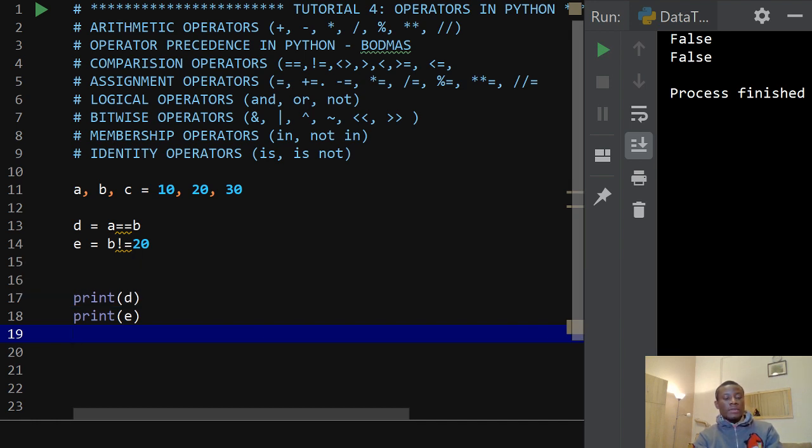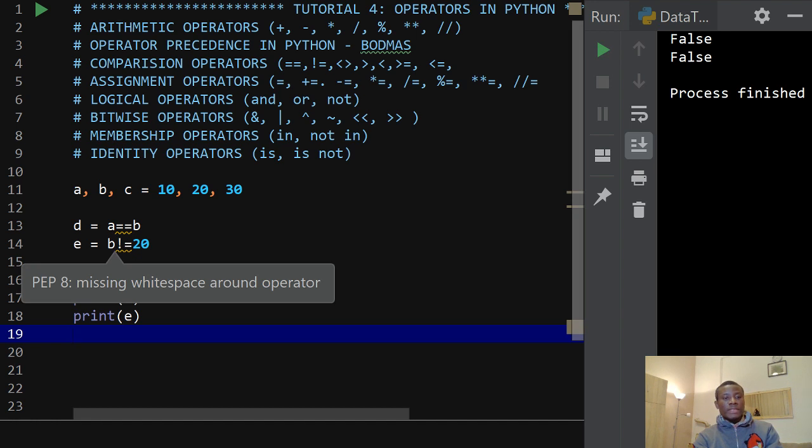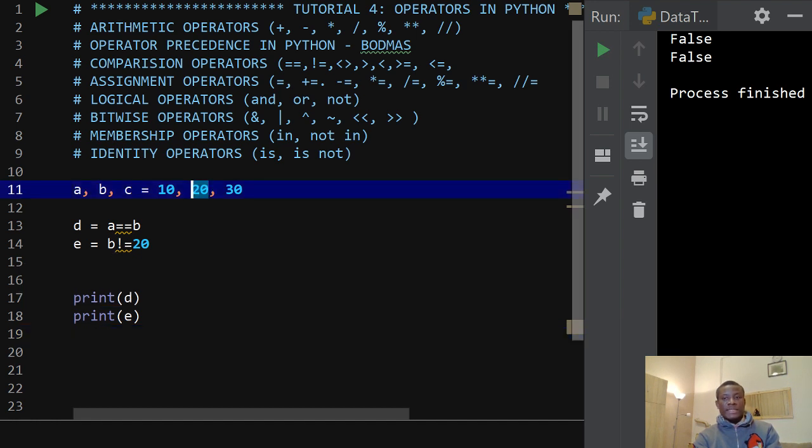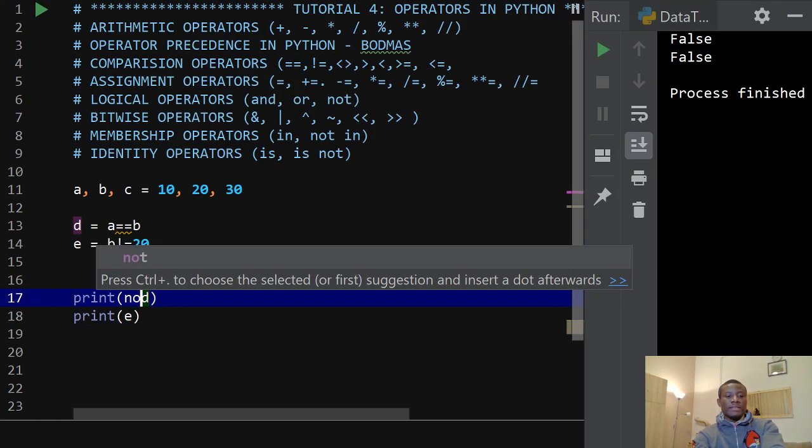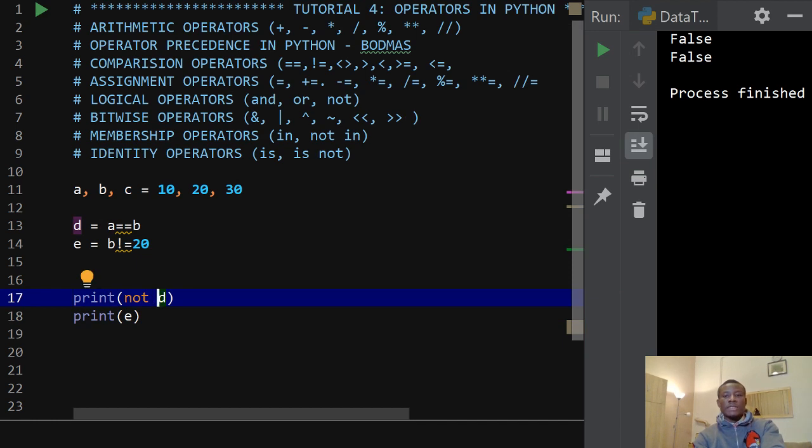So E is equal to B not equal to 20. Actually, B is equal to 20. So when we say B not equal to 20, it's false because B is equal to 20. So now we have false, false. If we use a not operator on D, so if we say not D, it's going to change it to true. So not changes a false to true.